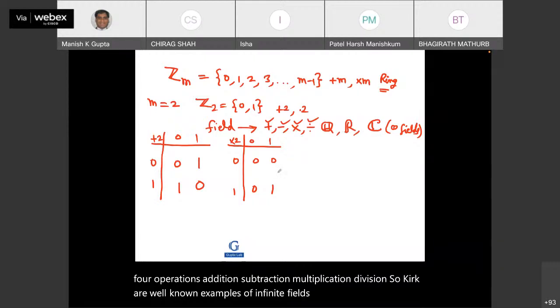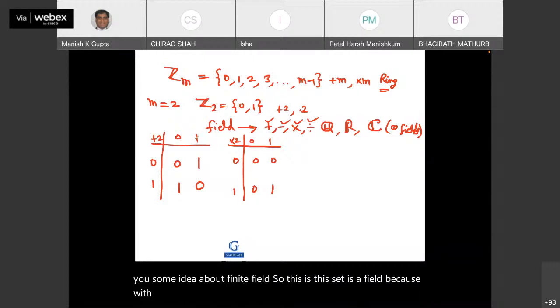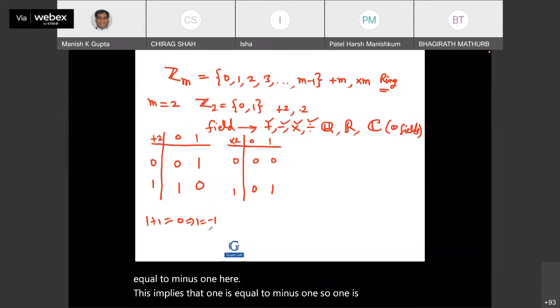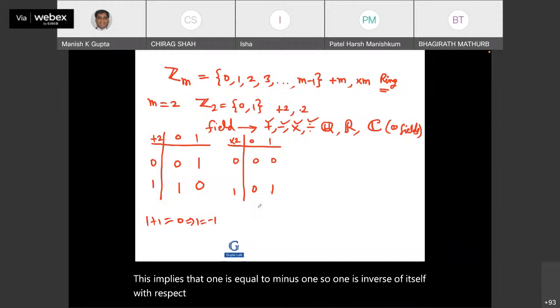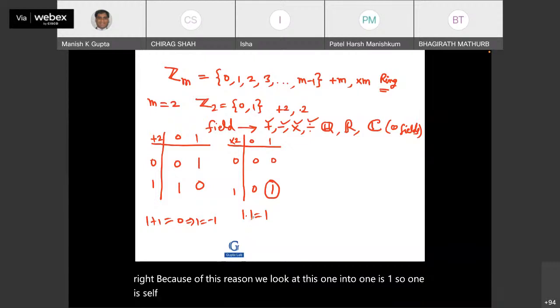Now I am going to give you some idea about finite fields. This set is a field, because with respect to addition, every element has an inverse here. You see, 1 plus 1 is 0. Since 1 plus 1 is 0, 1 is the inverse of itself, which implies that 1 is equal to minus 1 here. So 1 is its own inverse with respect to addition. Similarly, 1 times 1 is equal to 1, so 1 is self-inverting with respect to multiplication.